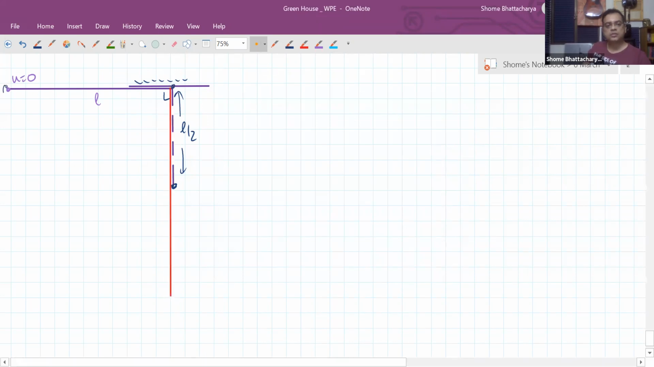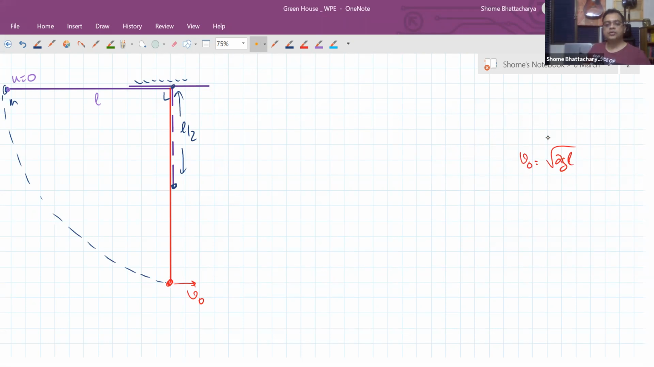And this mass M now has a speed, let's say V naught. So that V naught is root 2 GL. Because again, if you see A to B, half m v naught square minus mgL is equal to 0, because this total length is L.